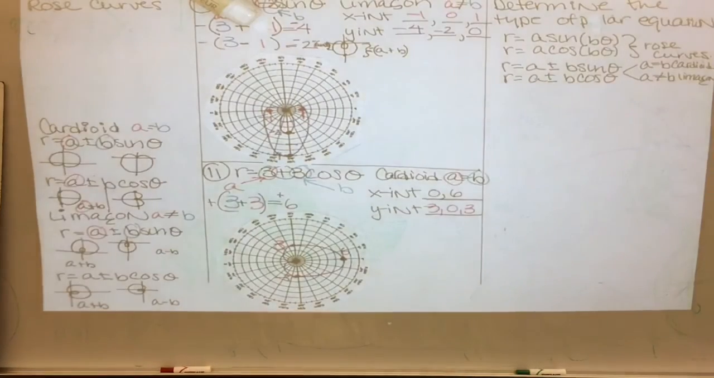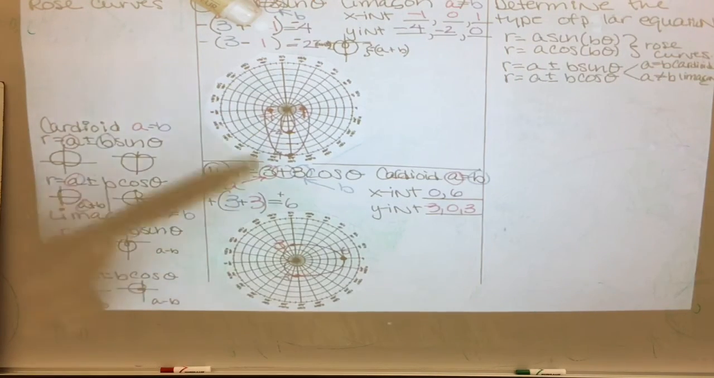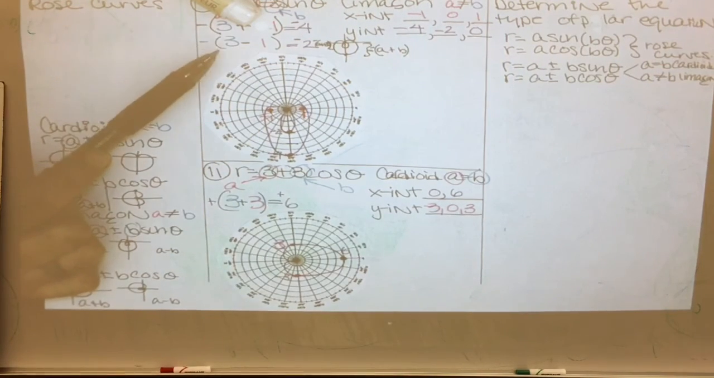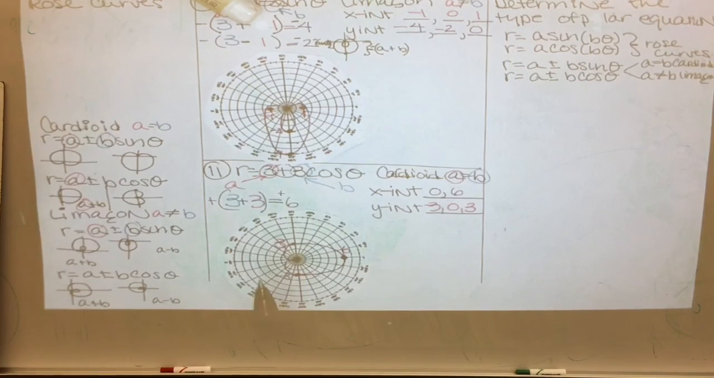Okay. Then I'm going to follow the steps for cardioid and limaçon because their steps really are the same. You can do them exactly the same because the only difference is the inner loop. If I use that same step where I take B minus A, 3 minus 3 is 0, which gives me a non-existent inner loop, or an inner loop with distance of 0.